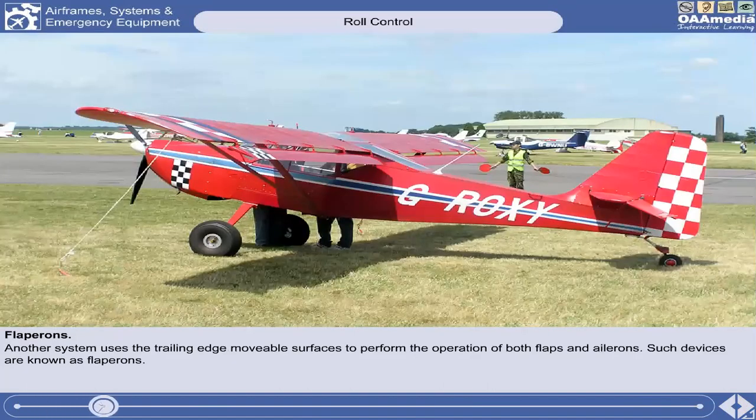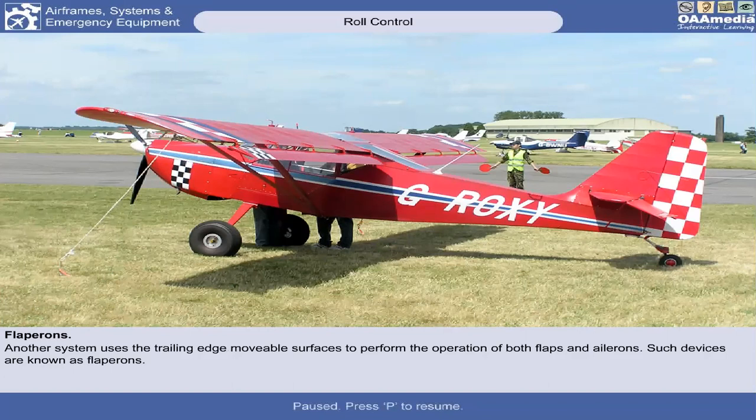Another system uses the trailing edge movable surfaces to perform the operation of both flaps and ailerons. Okay, there are some aircraft na yung operation ng flaps and ailerons are already combined into one flight control, which is known as the flaperons. So they perform both the functionalities of flaps and ailerons.